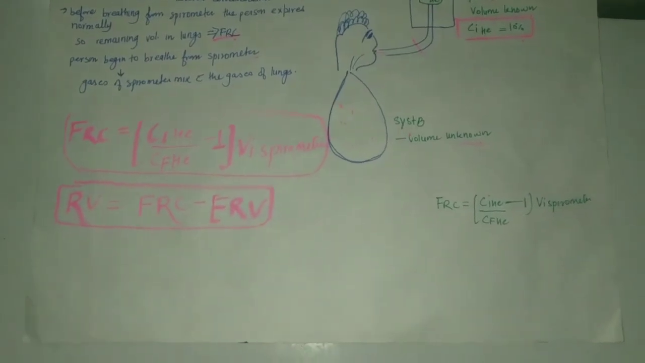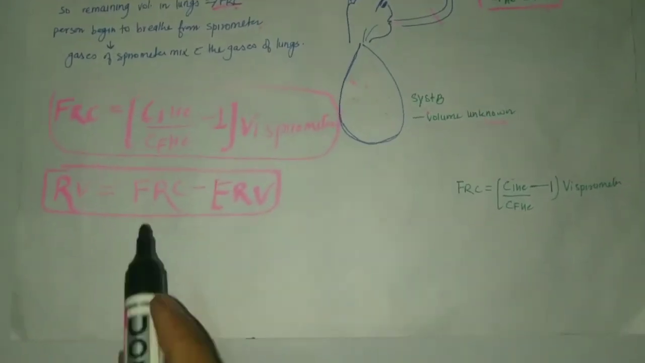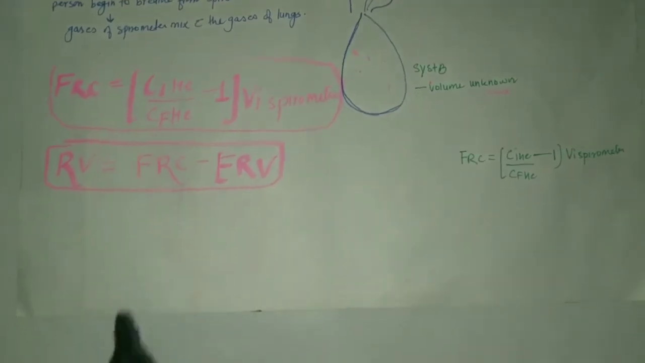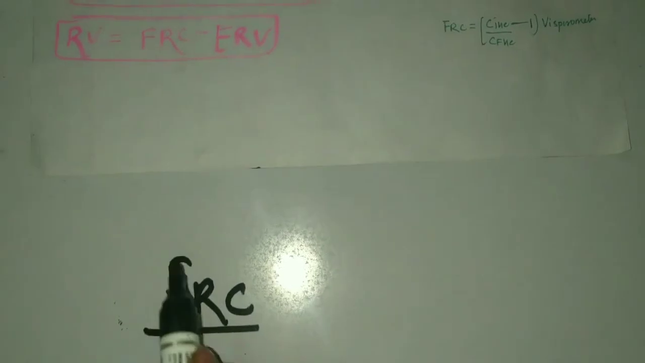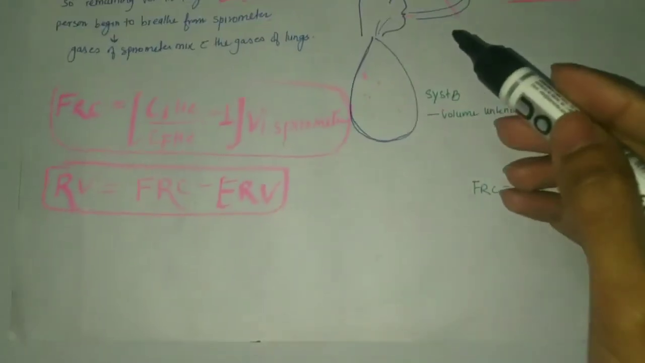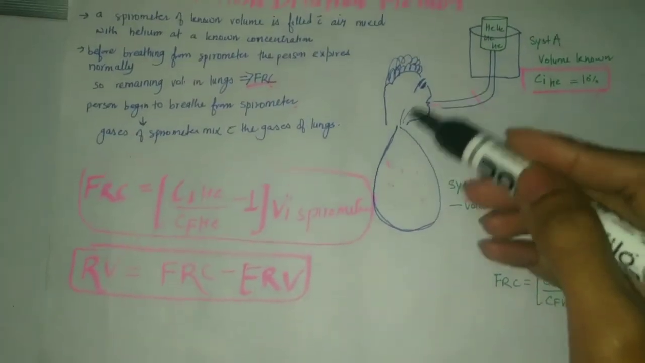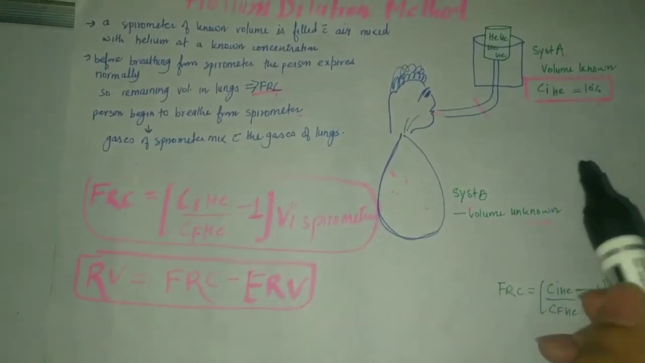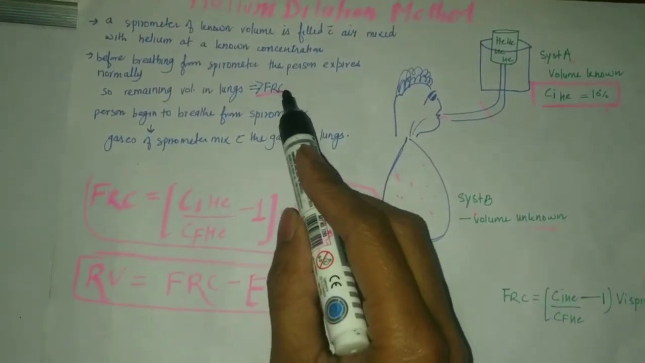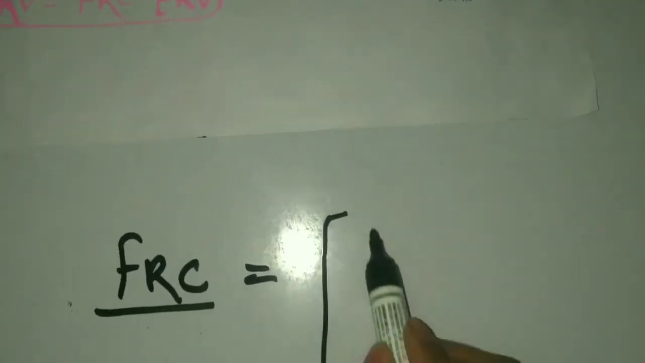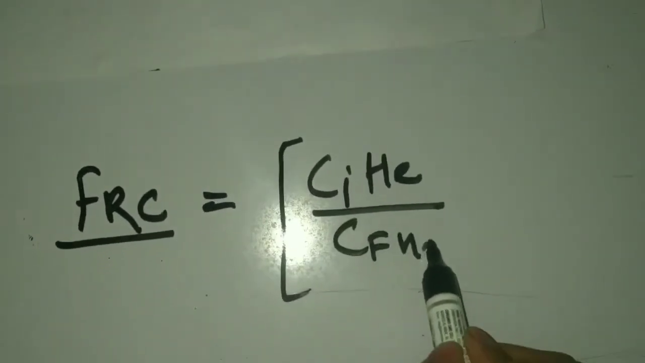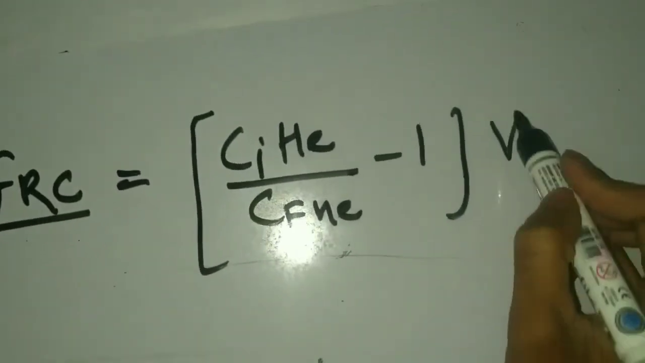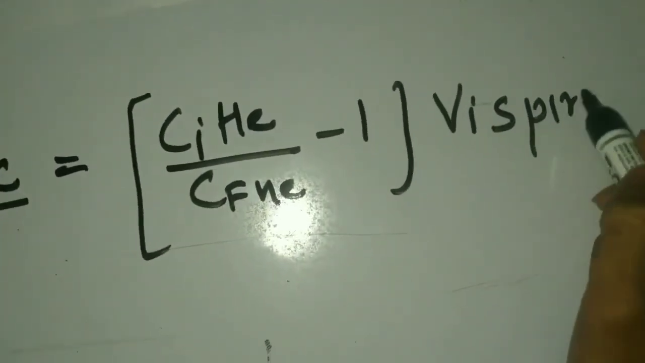Still, if this is unclear to you, you can simply calculate this with the help of a simple formula, which is FRC, that is the remaining volume present in the lungs. Since we have asked the person to do normal expiration, whatever volume he has now is FRC, functional residual capacity. So we are measuring functional residual capacity, which will be equal to the initial concentration of helium divided by the final concentration of helium minus 1, into the initial volume in the spirometer.